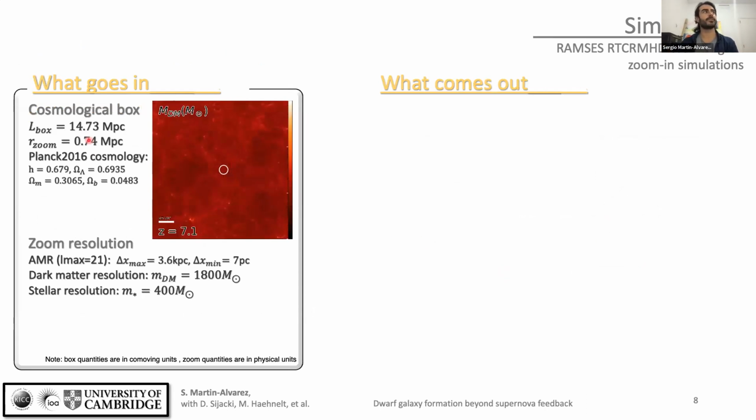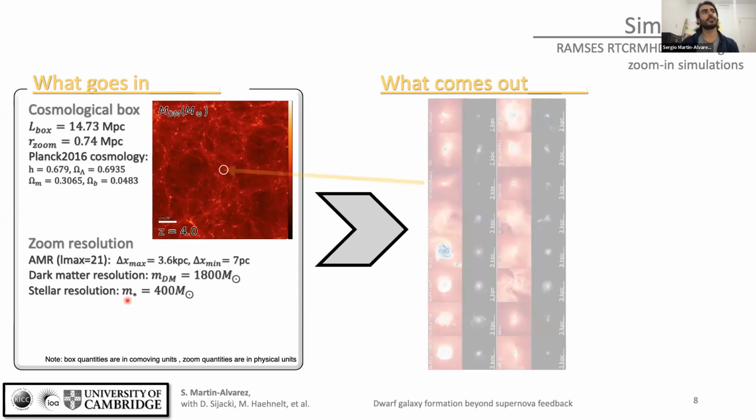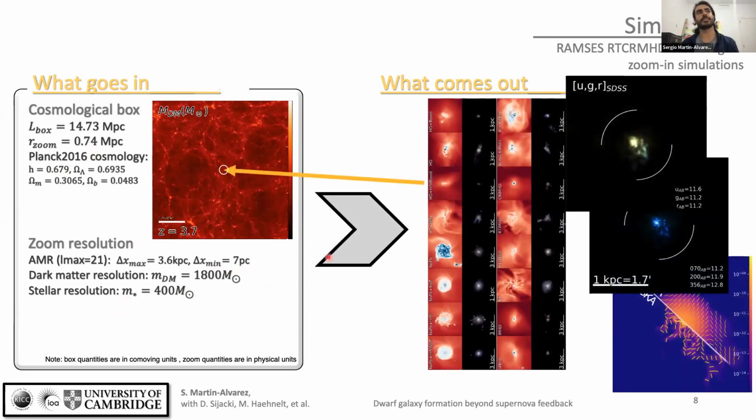It's a fairly large box or a fairly small dwarf, but we have a zoom of about 700 kiloparsecs. We use Planck cosmology, and we go down to a resolution of 7 parsecs and 400 solar masses for a stellar particle. But with all of this, we get all of our different models featuring the same dwarf with just many different appearances. And of course, we can also look at this dwarf using mock observations in optical, infrared, or radio, which are also going to be quite interesting in the future.